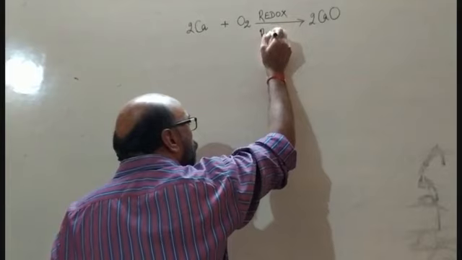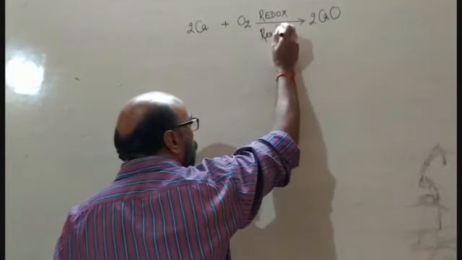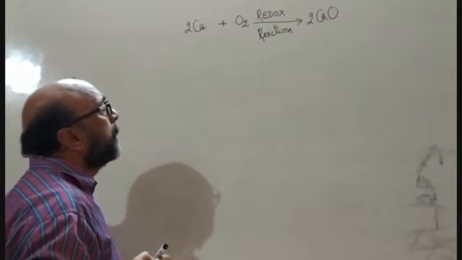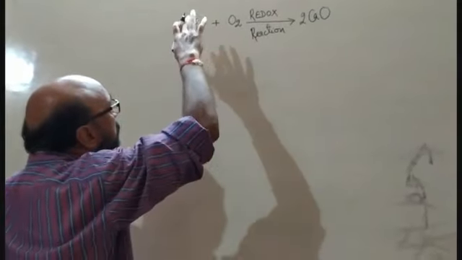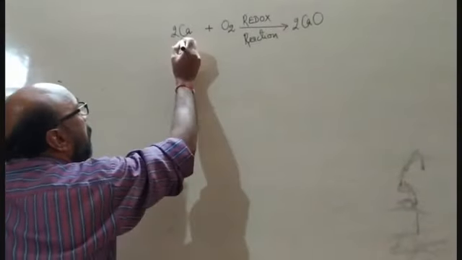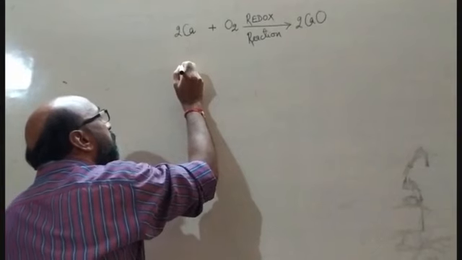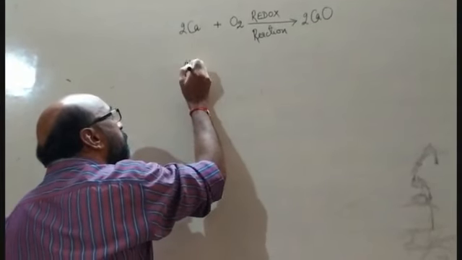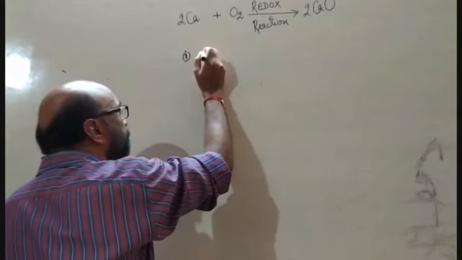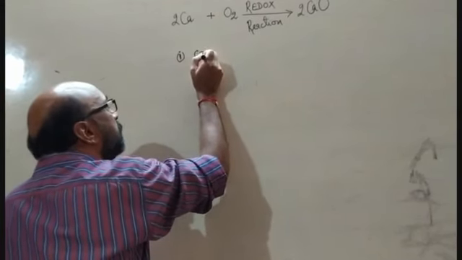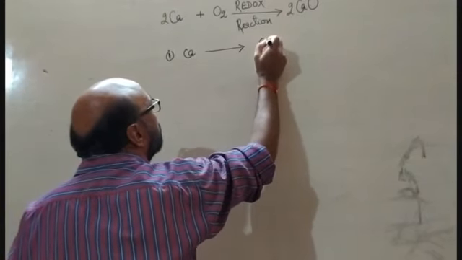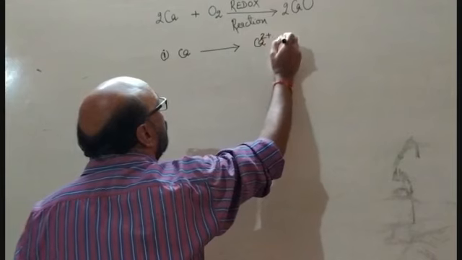Now, we shall bifurcate. We shall identify the process of oxidation and reduction separately. Calcium loses 2 electrons.